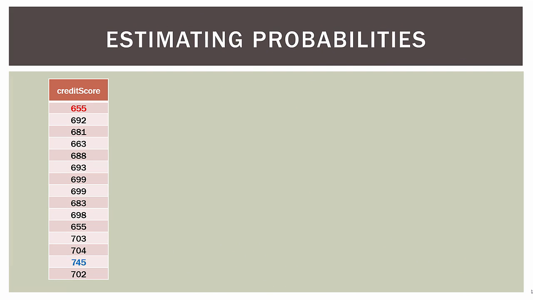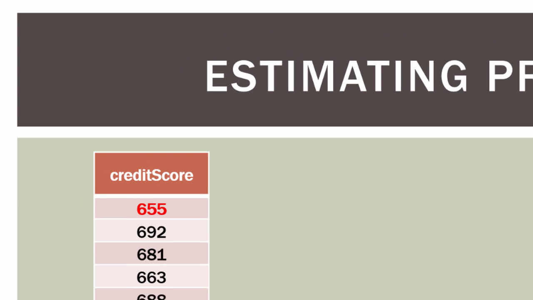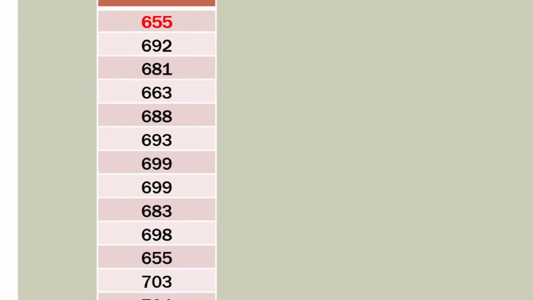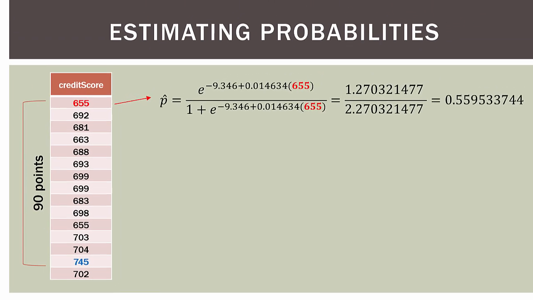So let's go ahead and estimate some probabilities, and we'll talk about odds and some other things as we go forward. Over here on the left, I have a list of some hypothetical credit scores. At the top, I've highlighted the first one in red. That's a score of 655. Down towards the bottom, I highlighted another one in blue, and that is 745. Now notice that these scores are 90 points apart, and we'll talk about what that means here in a couple of minutes. So let's go ahead and do some calculations.